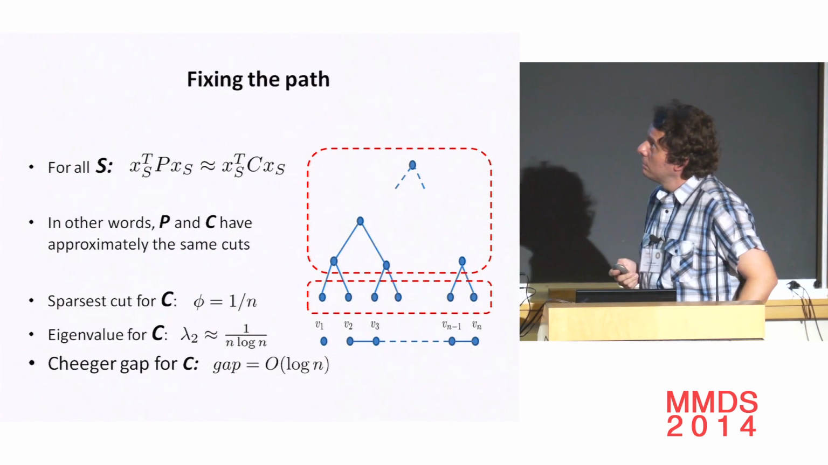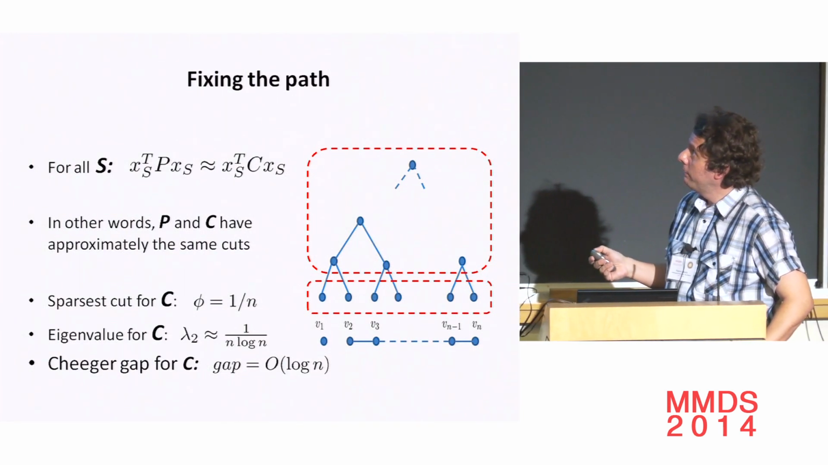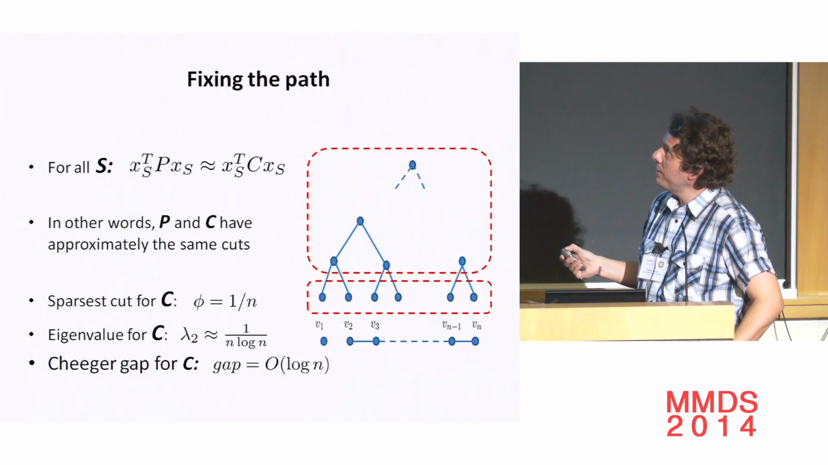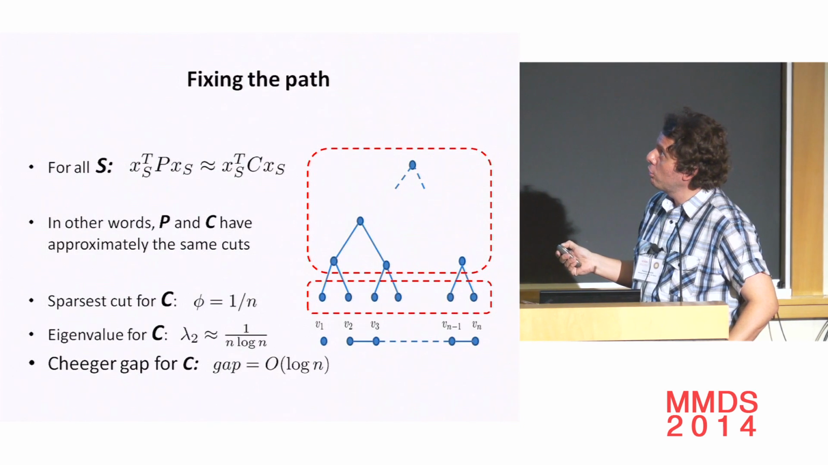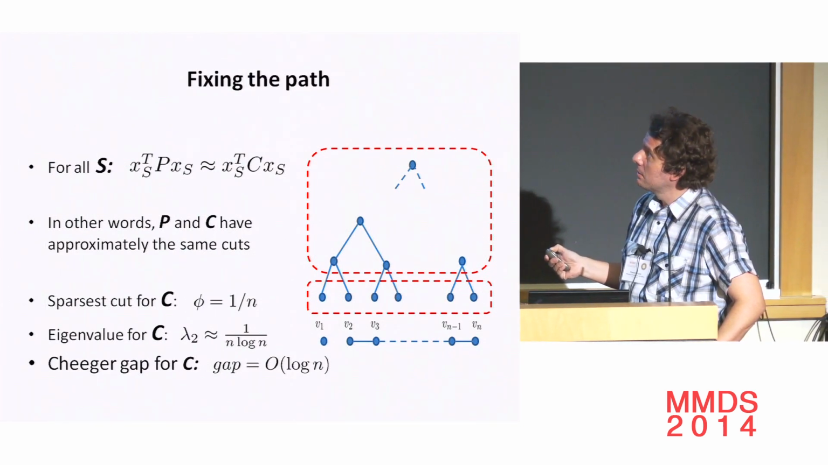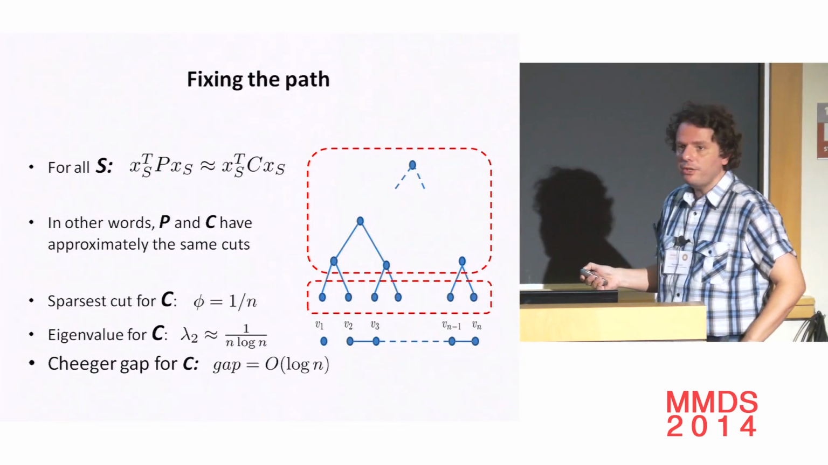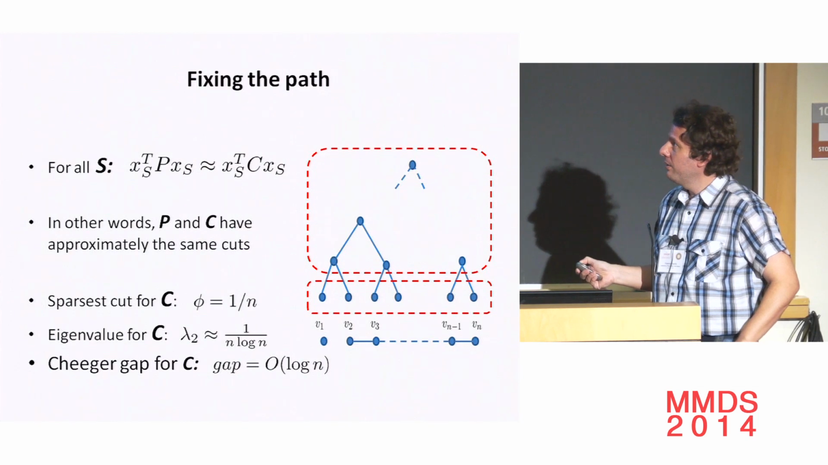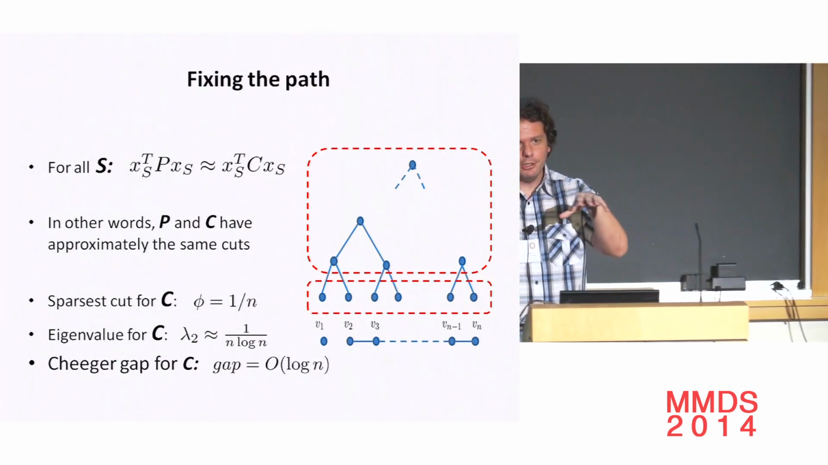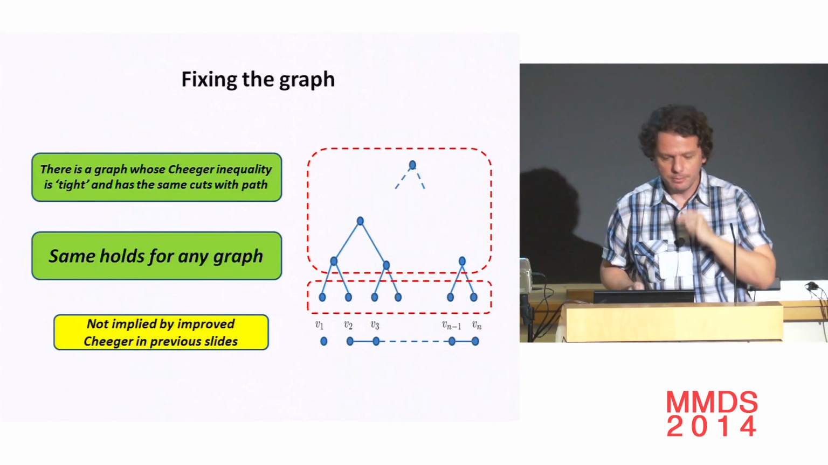It turns out that for all partitions S, this path graph and that Schur complement C have approximately the same cuts. However, if we look at the Cheeger gap for this graph C, this Cheeger gap is small. This is a little hard to parse right now, so I'll just repeat it this way.